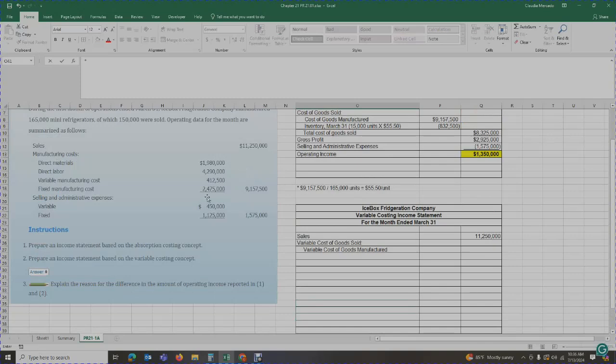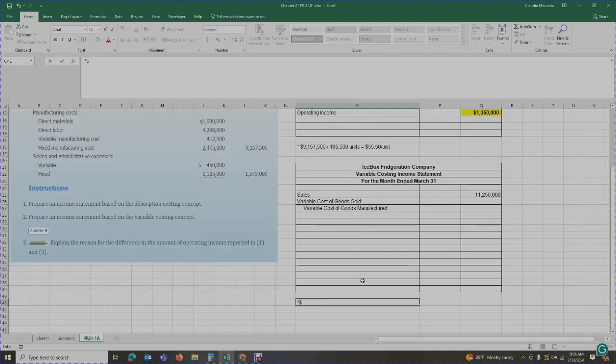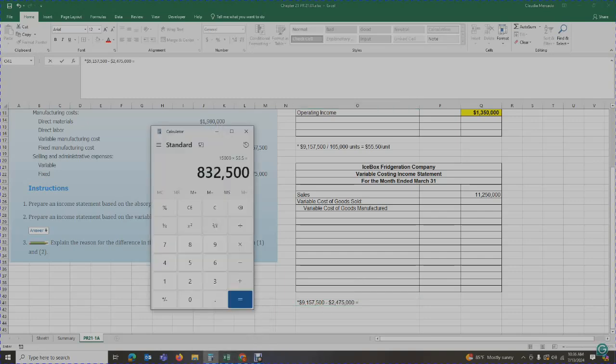Well, the problem tells you that your manufacturing costs are $9,157,500. That's going to be our starting point. That includes materials, labor, variable, and fixed manufacturing costs. I am going to deduct the fixed manufacturing cost because that is not included in this calculation. So I'm going to deduct the $2,475,000. And then that would give me, let's get our calculators out, 9,157,500 minus 2,475,000. So that will give me 6,682,500.